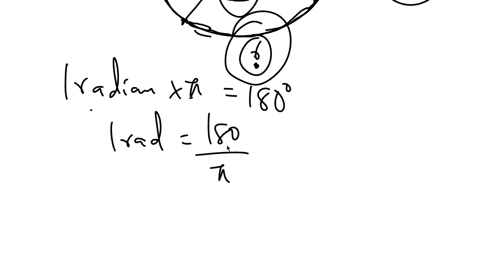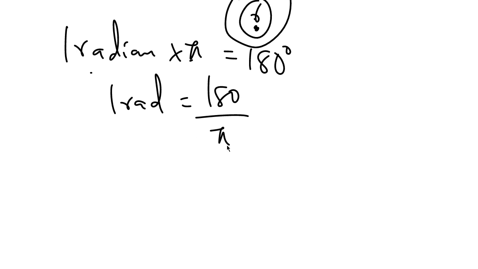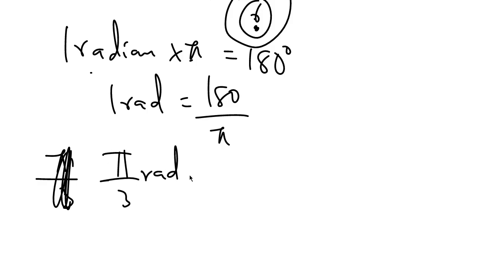So let's say I'm given this question, pi over 3 radians, and you have to convert it to degrees. What are you simply going to do?